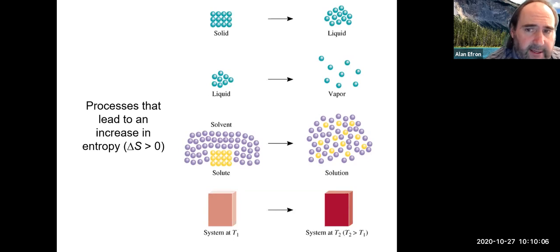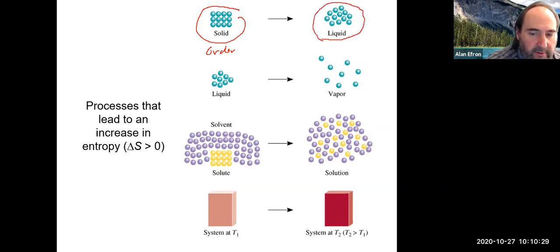So what we're looking at here is a number of processes that lead to an increase in the entropy, or the delta S becomes more positive. Some of these we talked about: things in their solid state are very ordered. As we go to liquid, still relatively ordered, but as you can see, a little bit more room for things moving around. So we increase disorder going from solid to liquid, and again we would expect the delta S to be positive.